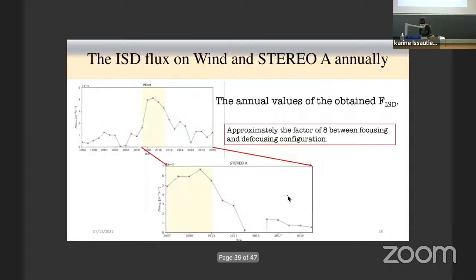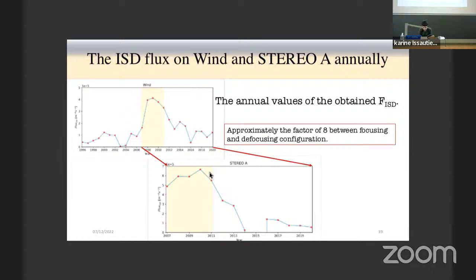And so furthermore, we wanted to see what's happening from year to year. So we estimated this interstellar dust flux annually, year by year. And so for Wind, you can see here this yellow part is for that minimum phase with the solar magnetic lines pointing southward. You can see that before, the flux is around 1, and a little bit higher after. But in this period, it's significantly larger.